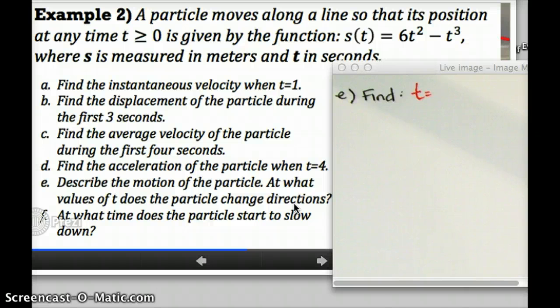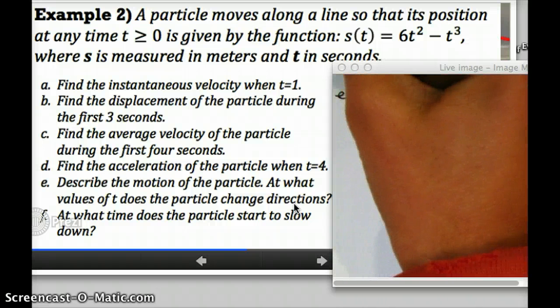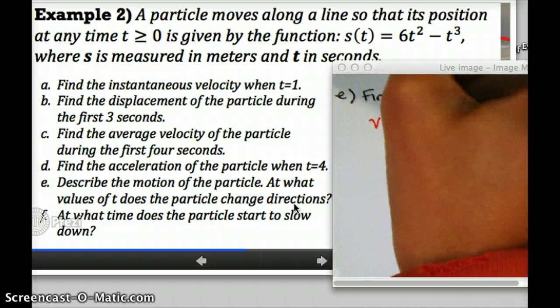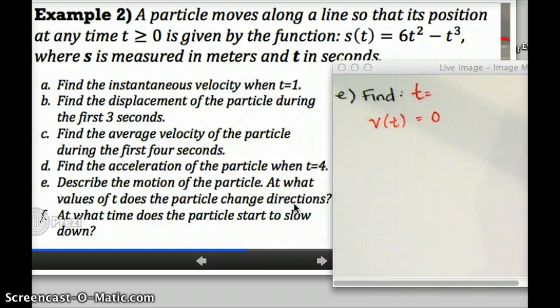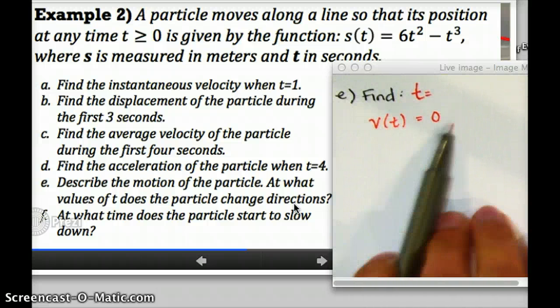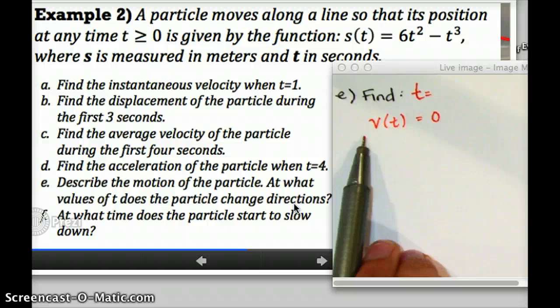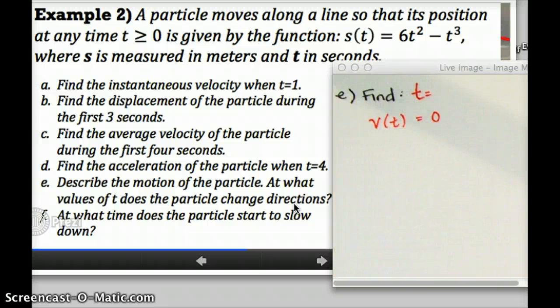Now, moving is a keyword for velocity. So what I'm going to need is I'm going to need to write an equation, where the velocity is set equal to 0. And once I write that equation, I'm going to put an equation on this side. I'm going to solve for t, and that will be my answer.